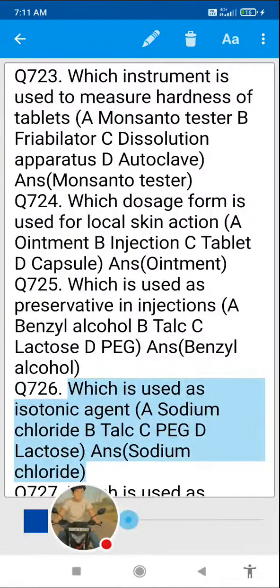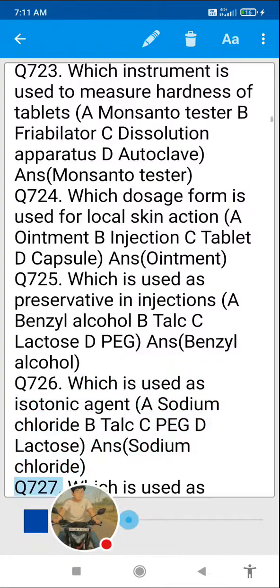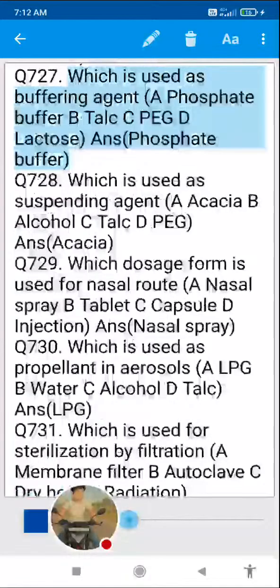Q726. Which is used as isotonic agent? A. Sodium chloride. B. Talc. C. PEG. D. Lactose. Ans. Sodium chloride.